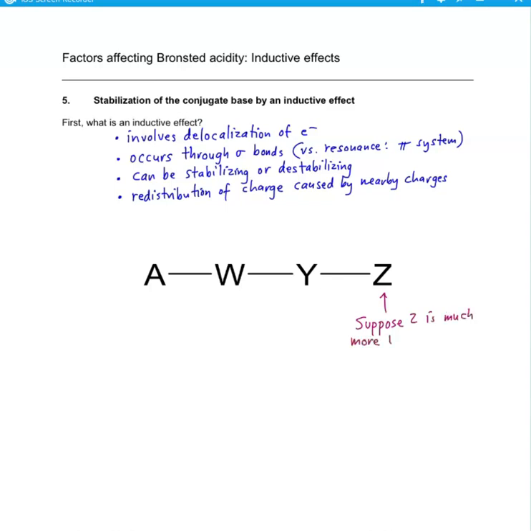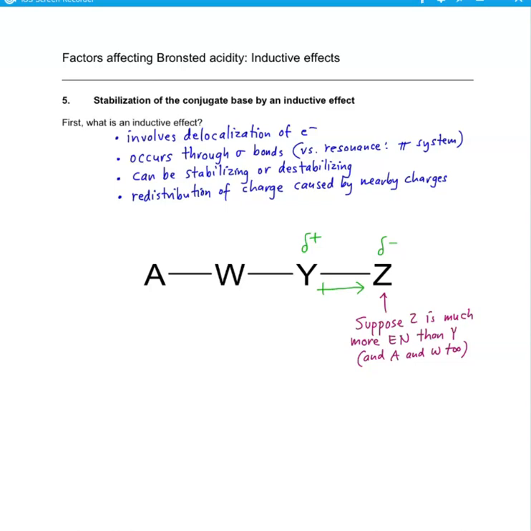So Z is much more electronegative than Y, and A and W also. So what does that mean? What that means is that the bond between Y and Z is a polar bond. It's a polar covalent bond, and the electron density is being drawn or pulled toward Z because it's more electronegative. So Z has a partial negative charge, and Y has a partial positive charge.